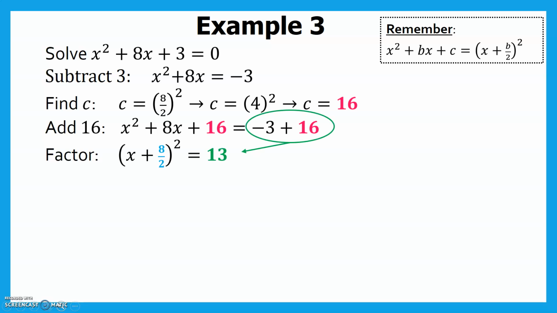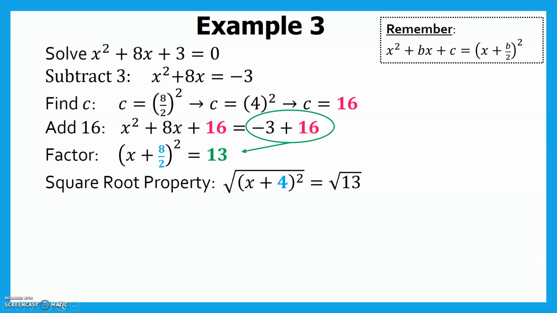And I'm going to use the square root property. Remember, I'm replacing that 8 divided by 2 with 4. And I take the square root of both sides. I simplify, I get x plus 4 equals plus or minus 3.61.